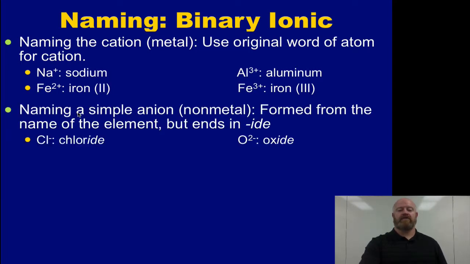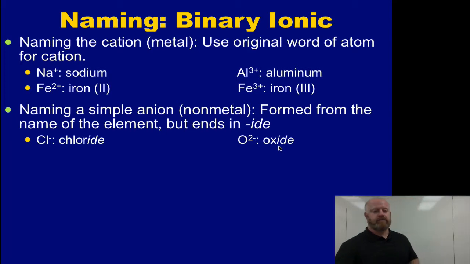Now, for simple anions, your nonmetal, what we do is we change the word from chlorine to chloride, from oxygen to oxide. So we basically change our ending. The IDE ending tells us that we have a simple anion. So oxide tells us we have oxygen. Chloride tells us we have chlorine. Usually you drop off the last syllable.